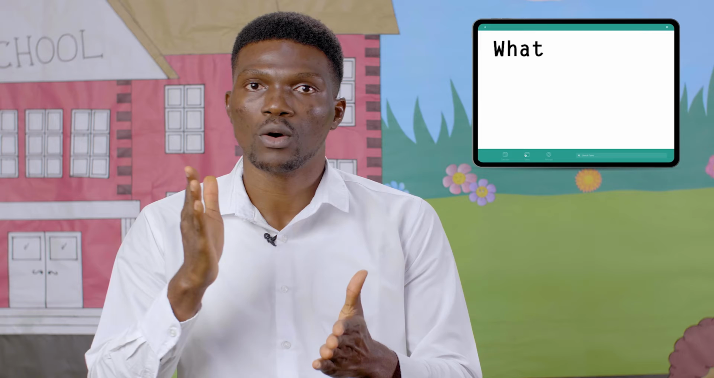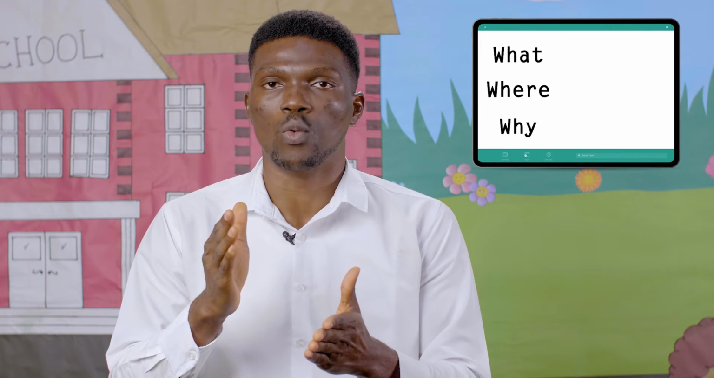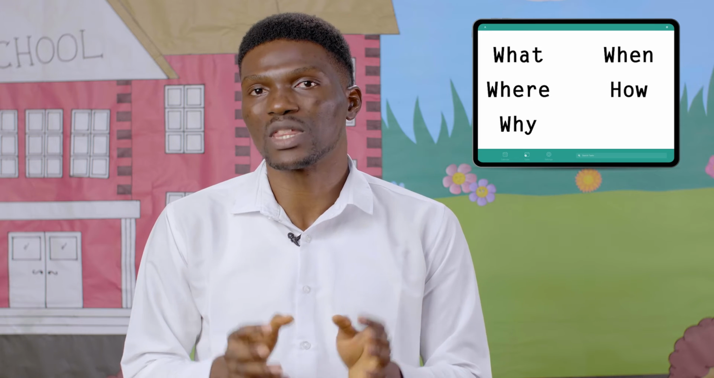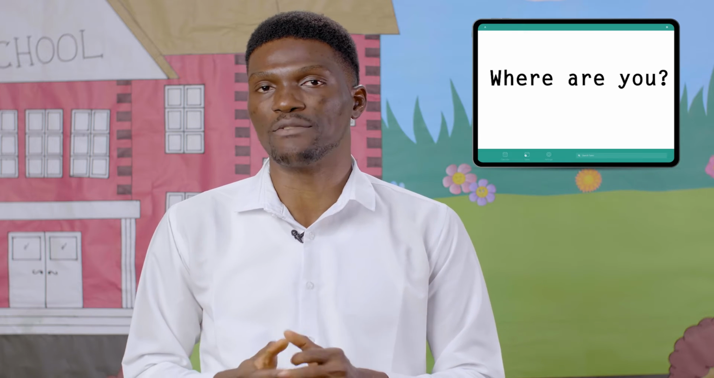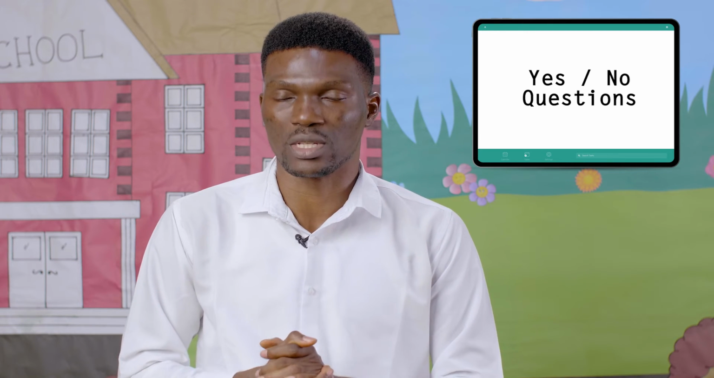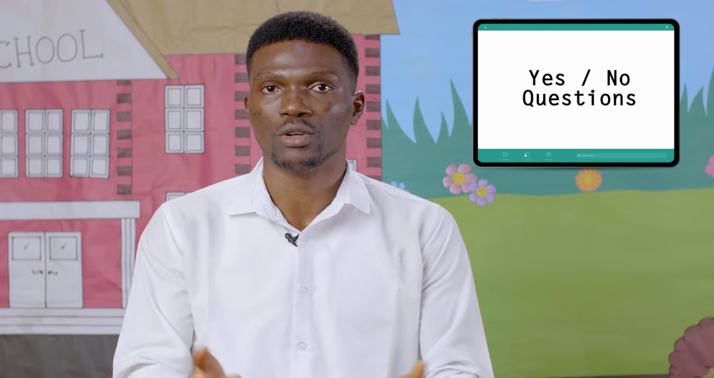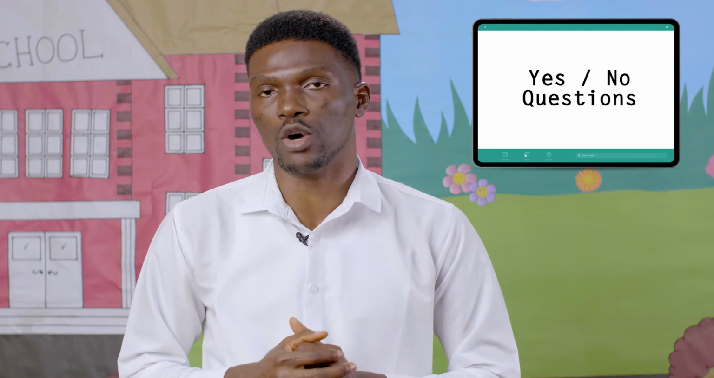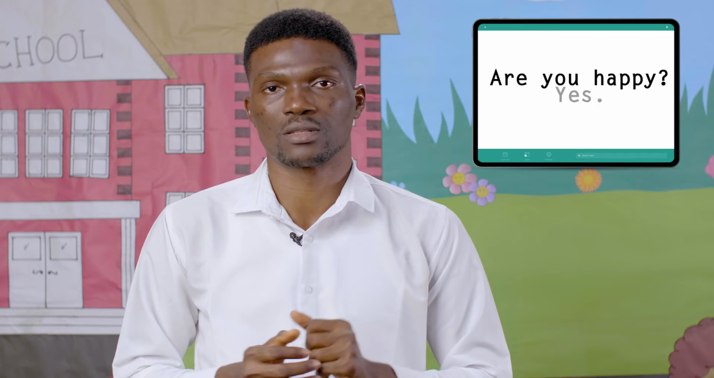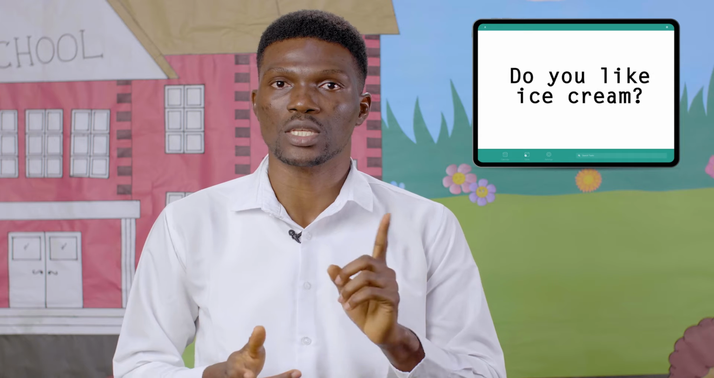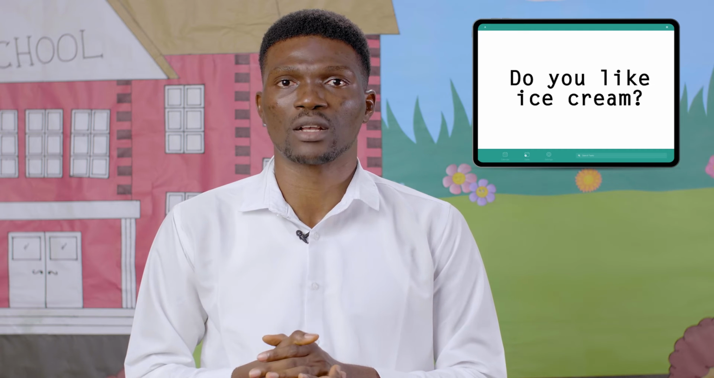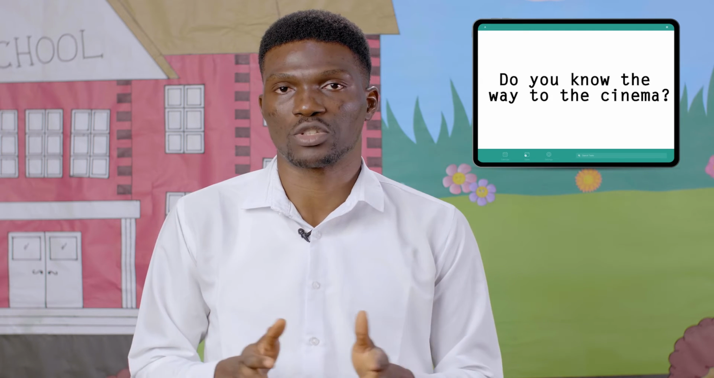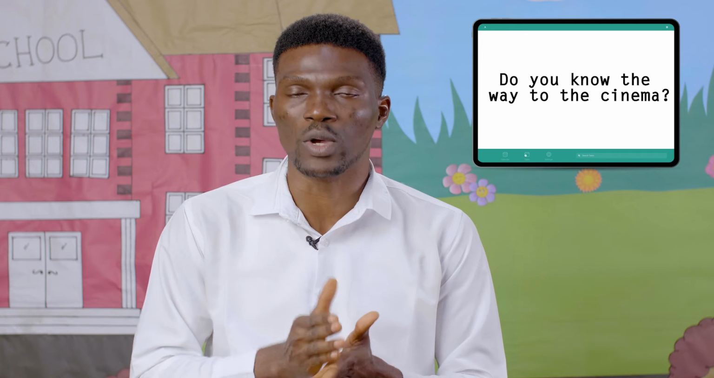There are a lot of questions. We have W and H questions like what, where, why, when, how. All these questions end with a question mark. How are you? Question mark. Where are you? Question mark. We have yes, no questions. Yes, no questions are questions that are asked and typically get a response of either yes or no. Are you happy? Yes or no. Do you like ice cream? Yes or no. Those are yes, no questions. So you should know that even indirect questions like, do you know the way to the cinema? Such questions are still questions and they all end with question marks.